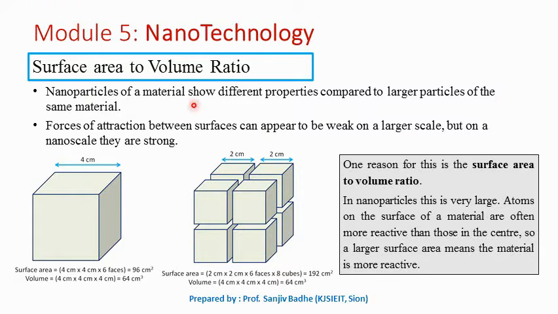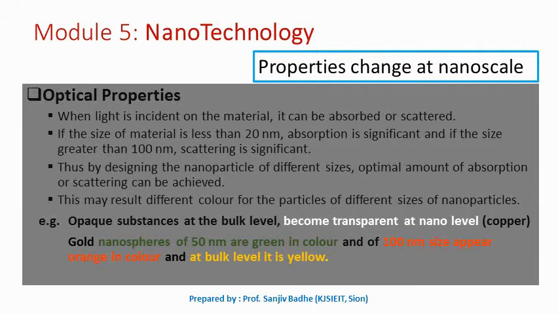And this is one of the important reasons why nanoparticles show different properties as compared to the larger particles of the same material. So material we are not changing, we are just reducing the size of the material to nanoscale, and the properties of the material will change. Properties of the material change when they are reduced to the nanoscale.